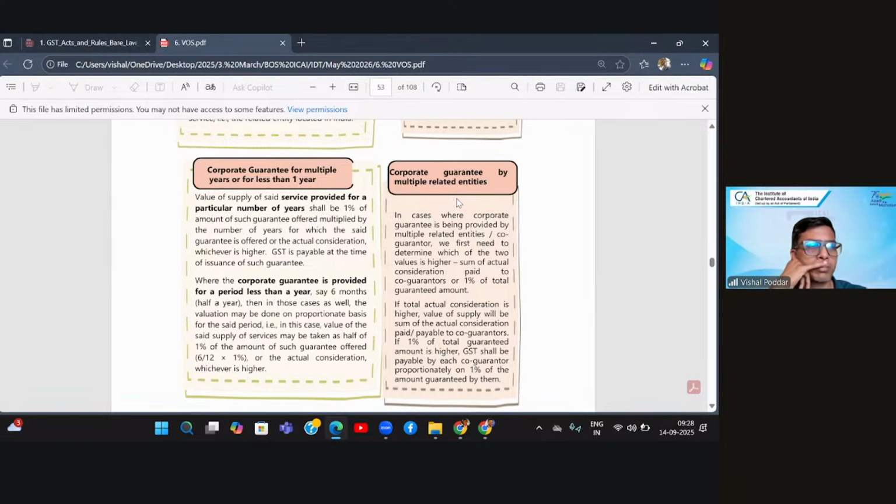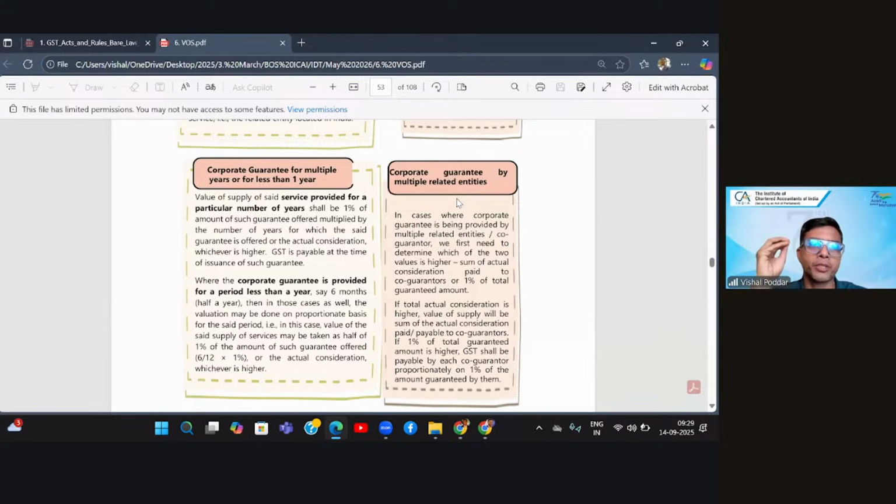In cases where corporate guarantee is being provided by multiple related entities, co-guarantors, we first need to determine which of the two values is higher: the sum of actual consideration paid to co-guarantors, or 1% of the total guaranteed amount. If total actual consideration is higher, the value of supply will be the sum of actual consideration paid or payable to co-guarantors. If 1% of the total guaranteed amount is higher, then GST shall be payable by each co-guarantor proportionately on 1% of the amount guaranteed by them.